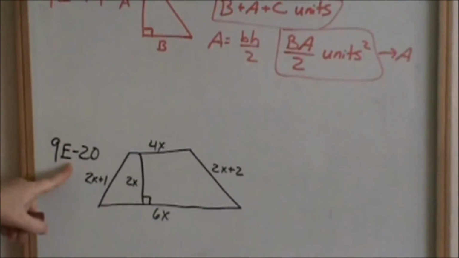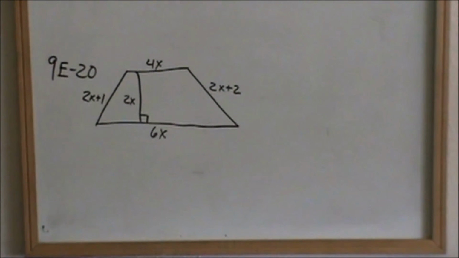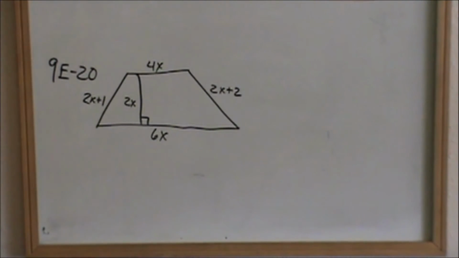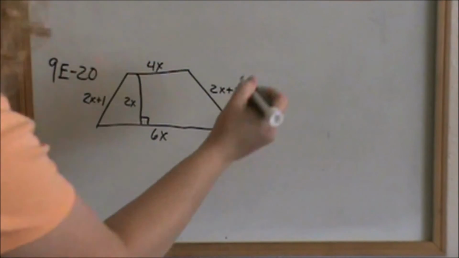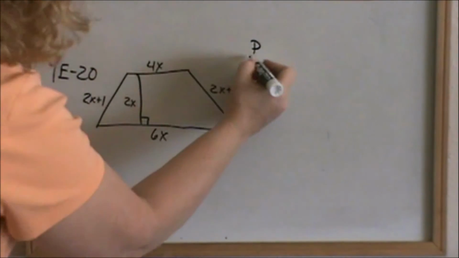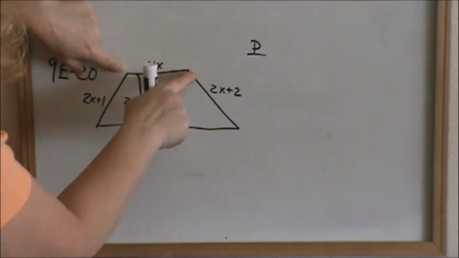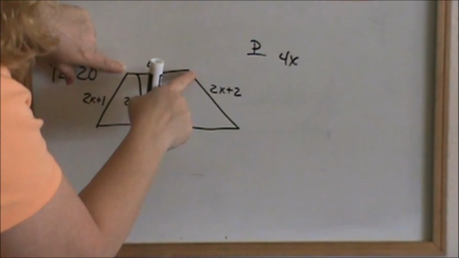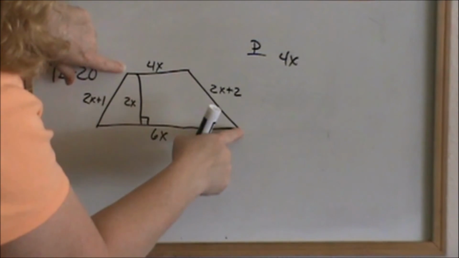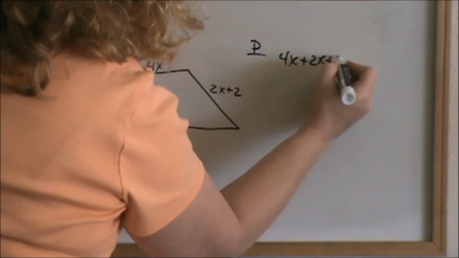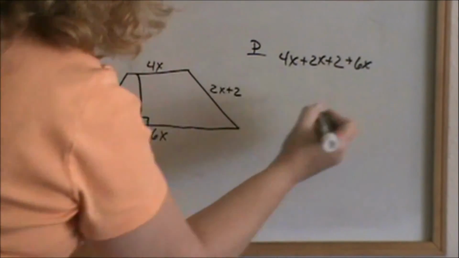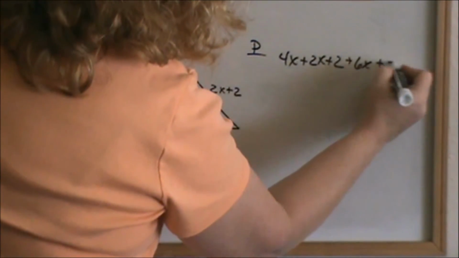Let's go down to 9E20. We're dealing with a trapezoid. So we're going to do the perimeter first. When you're dealing with perimeter, you're the little ant walking around. So let's just say I start here. If I walk from here to here, I just walk the distance of 4x. Okay? And I'm going to add everything going around. I walked a distance of 4x. Now I go this way, I walked a distance of 2x plus 2. I'm adding up my distances. Now I go down this way, I walked a distance of 6x. Go up this way, I walked a distance of 2x plus 1.